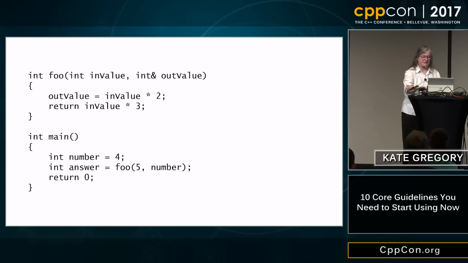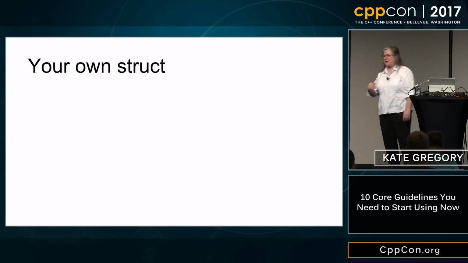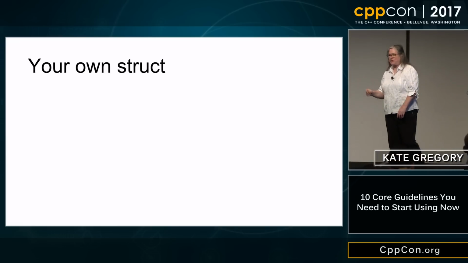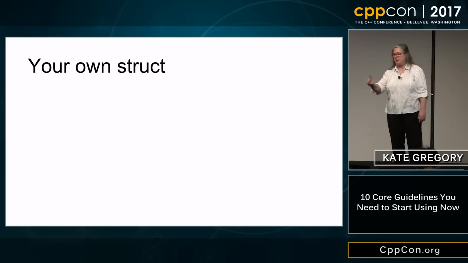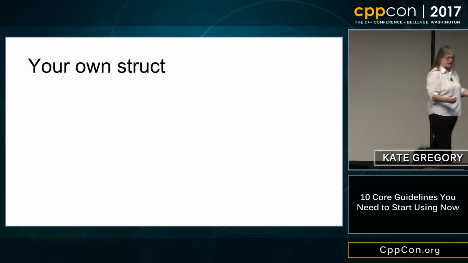I hate them all. So, my number 1 choice would be your own struct, right? You can only return one thing from a function, that's true. That doesn't mean there's only one value you can return. Return a struct. How hard is this?